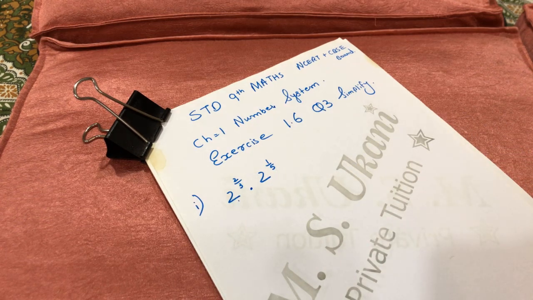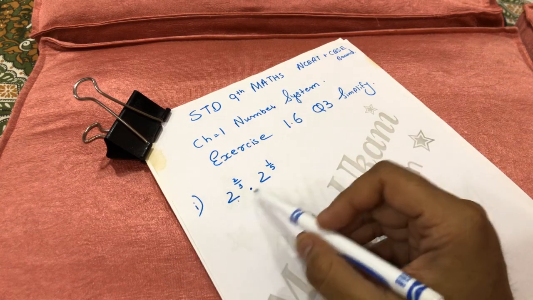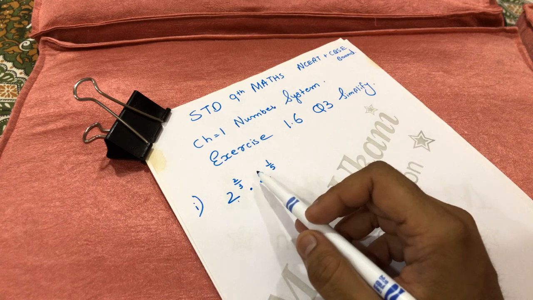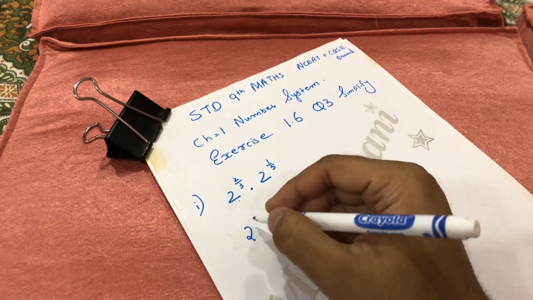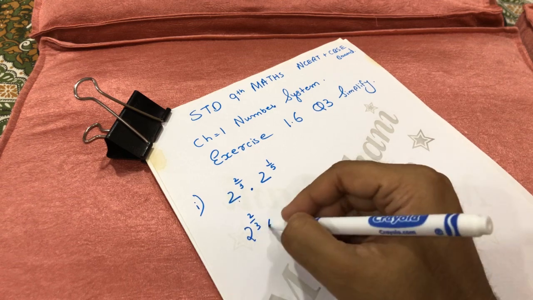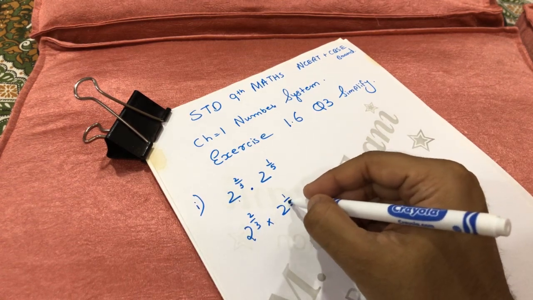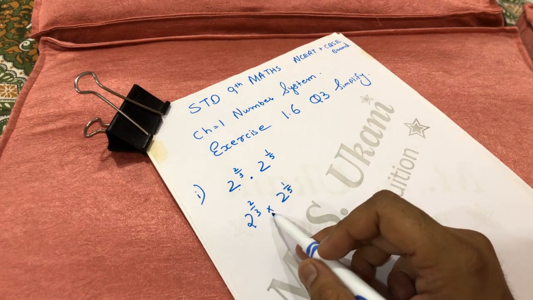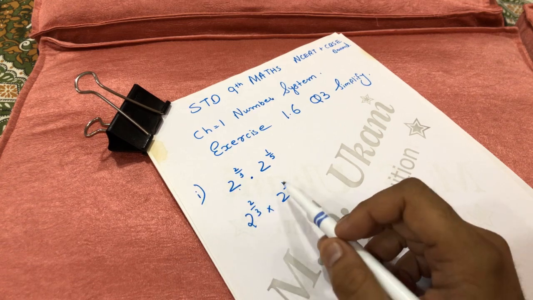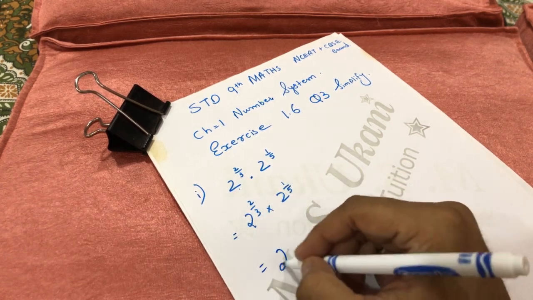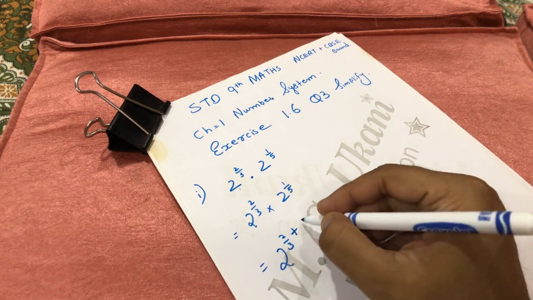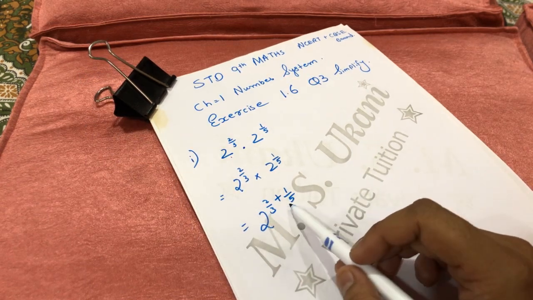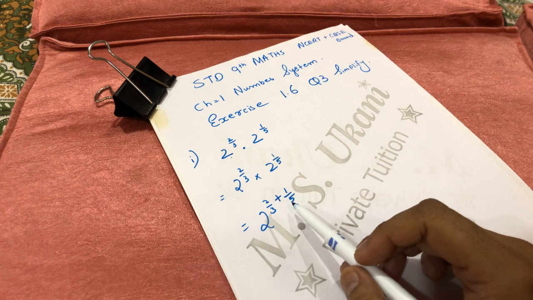As you know the rule for powers and exponents, when the bases are the same and the multiplication sign is there, then the powers will get added. So let us write: 2 raised to 2 upon 3 multiplied by 2 raised to 1 upon 5. See here, the bases are the same and there is a multiplication sign, so we will add the powers. So here we will write 2 raised to 2 upon 3 plus 1 by 5.